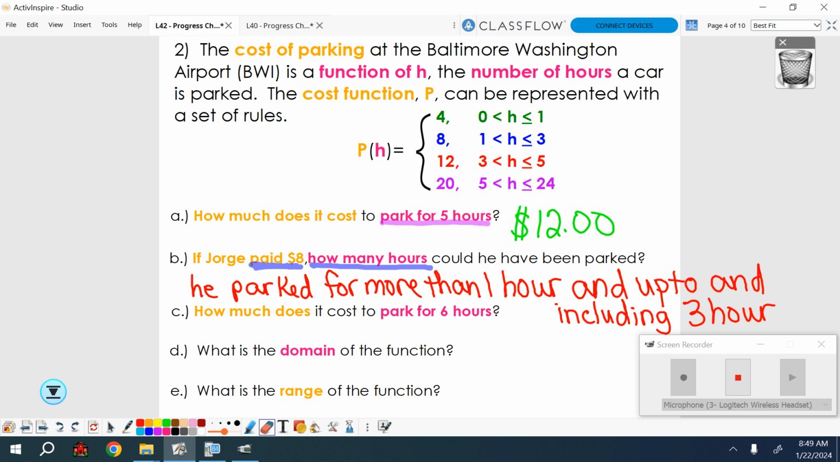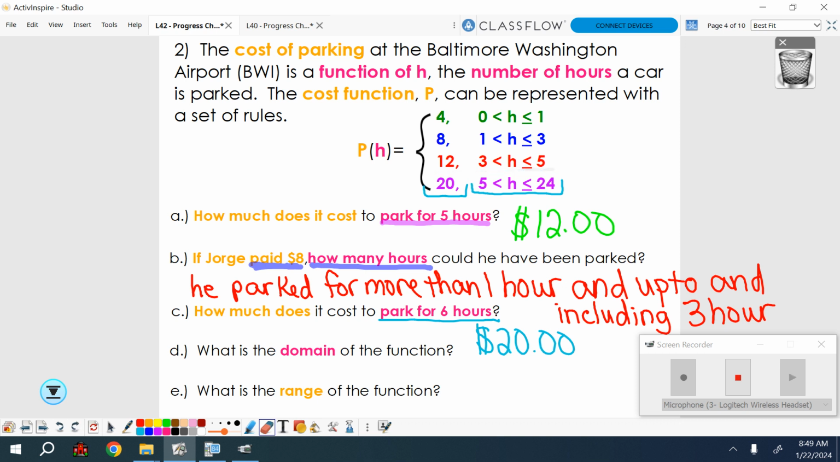All right, how much does it cost to park for 6 hours? So when I look at where 6 hours would be, 6 hours would be in this time period between 5 hours and 24 hours. So that means we're going to pay $20 to park for 6 hours.